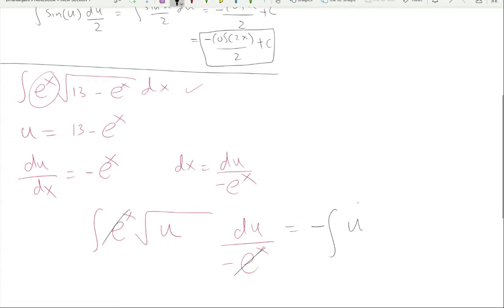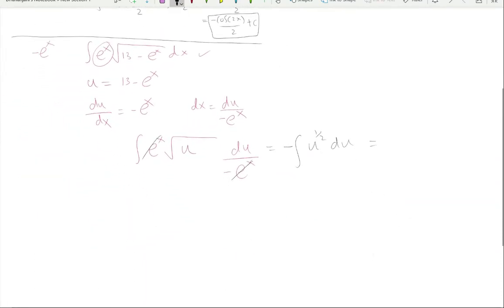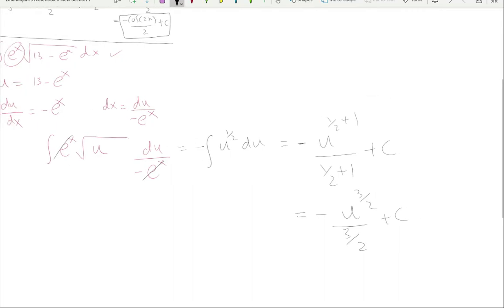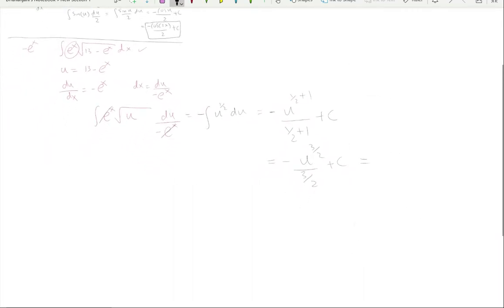Square root of u is u to the half. Now if you integrate u to the half, the negative stays outside, and we get u to the half plus 1 over half plus 1, plus c. Half plus 1 is 3 over 2, and dividing by 3 over 2 is actually multiplying by the reciprocal. The reciprocal of 3 over 2 is 2 over 3, so we get negative 2 over 3 u to the 3 over 2 plus c.